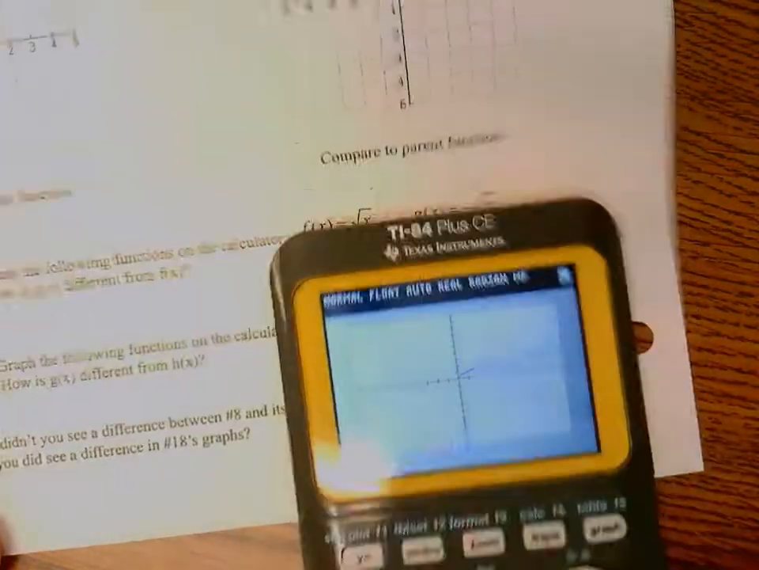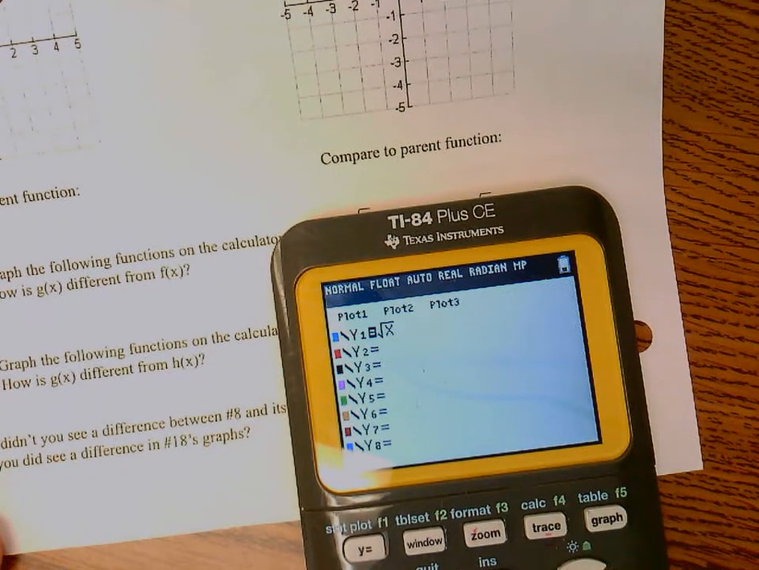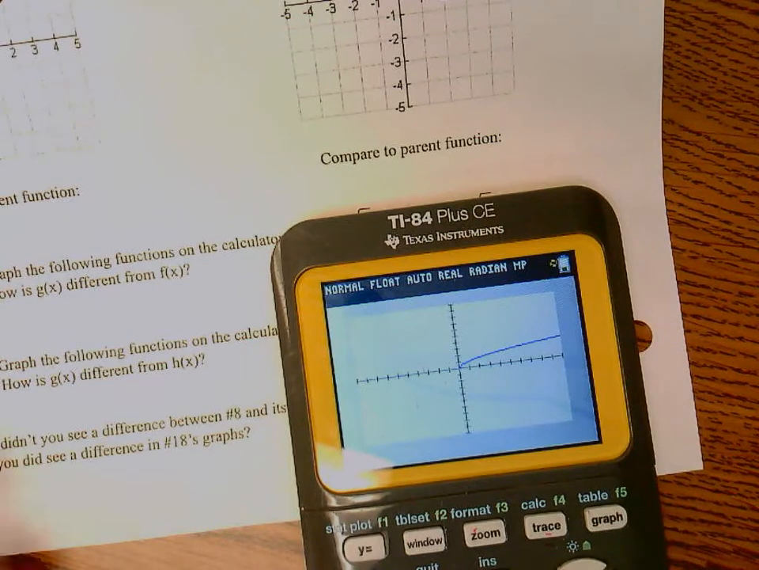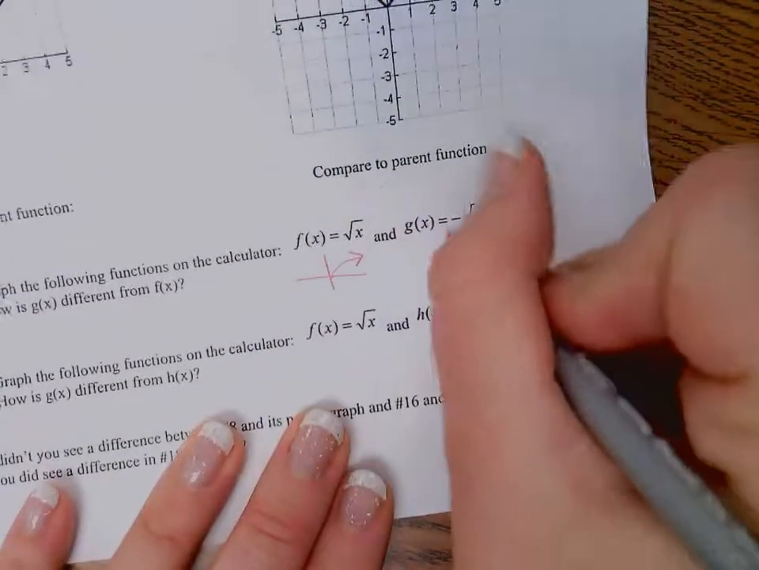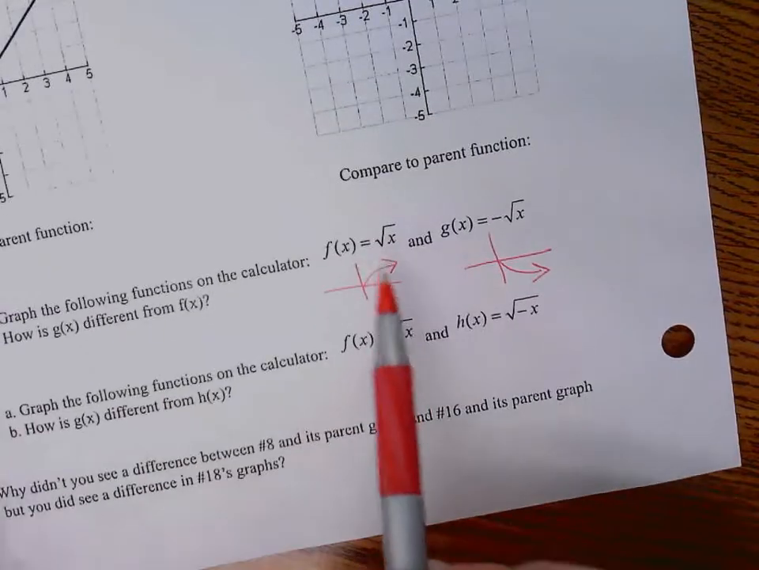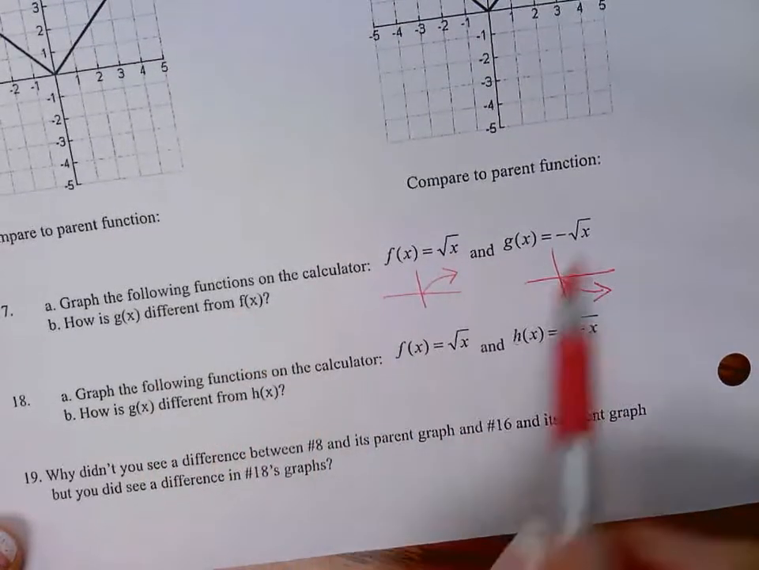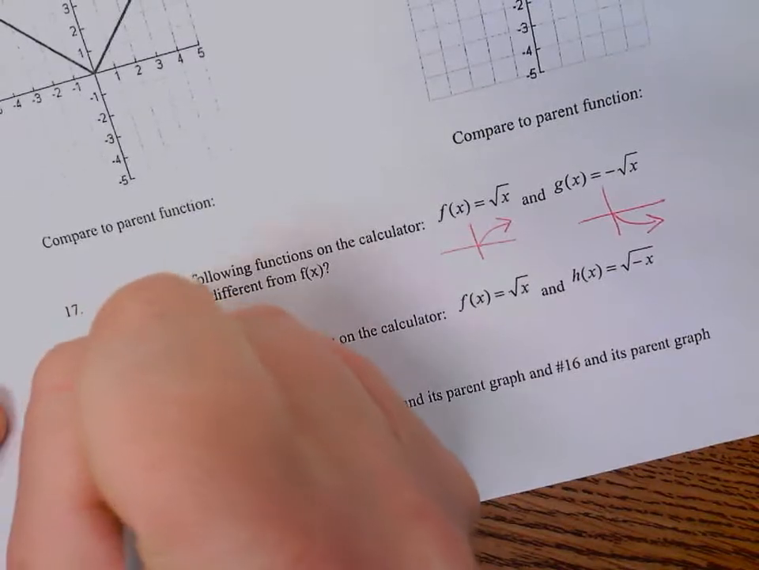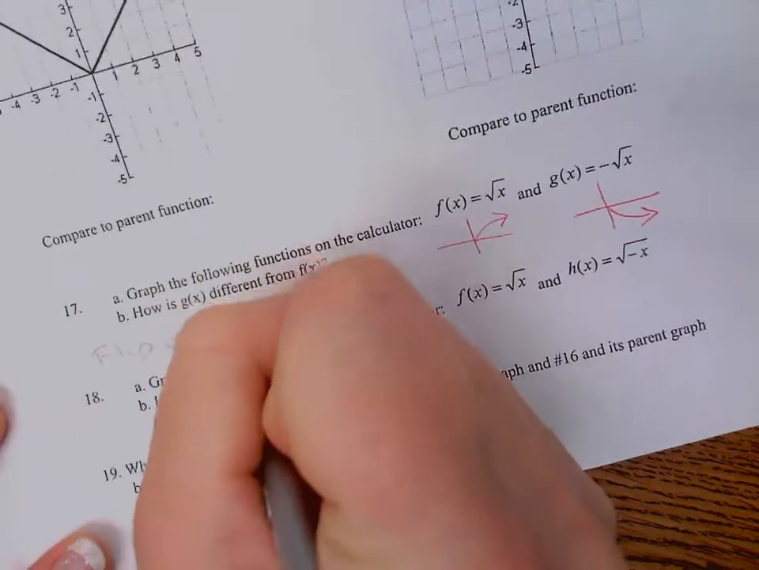So now I want to compare that with negative square root of x. So what does this one look like? So this one is actually down here. So how do those differ? What's the difference? So it has been flipped over the x-axis, right? Flip over the x-axis.